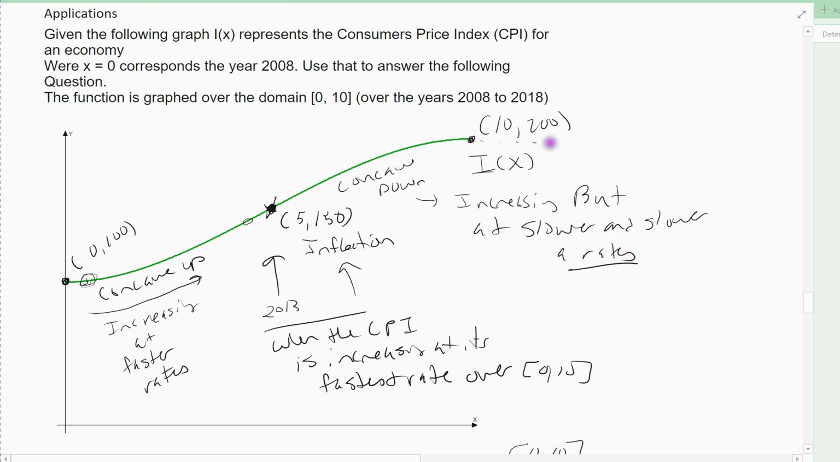Again, eventually it will taper off and reach its peak, and it won't move up anymore. We weren't given that information, but it will slow down to the point where it stops moving up, and it might switch and move down. But in this graph, it just means that in the second half of the 10-year period, it's still moving up, but at slower and slower rates.